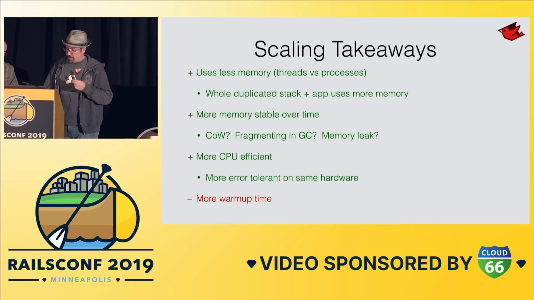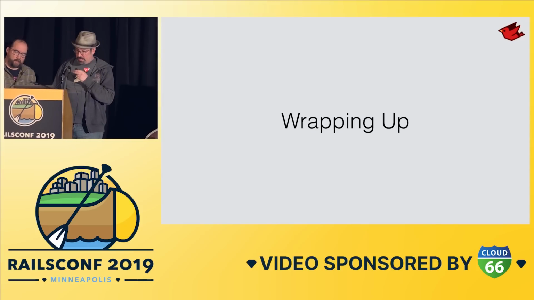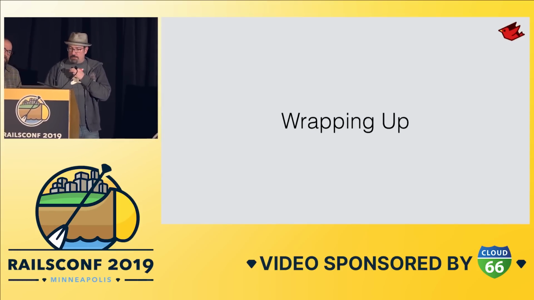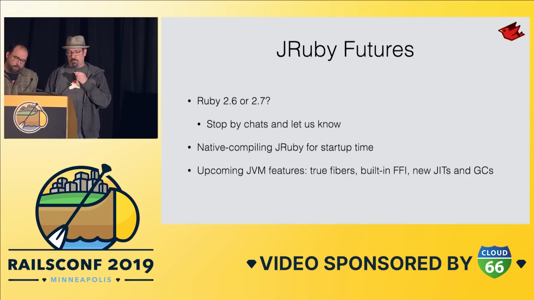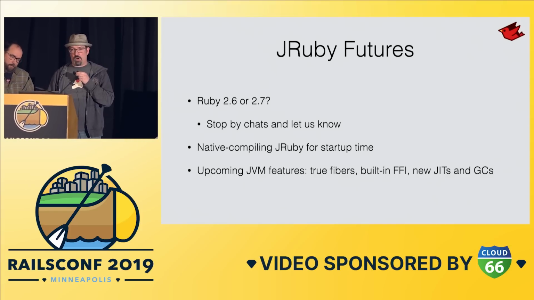Similar sort of problem. Okay, so wrapping up here. Future work for JRuby. We'd love to know what you think about 2.6 versus 2.7. I think at this point, we're probably going to be just doing 2.7. We've got a lot of the 2.6 work done, but if people are happy with 2.5 compatibility, we'll stick with that for the next 6 to 9 months.